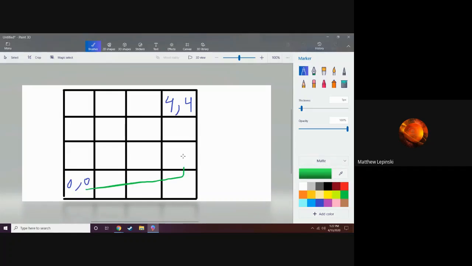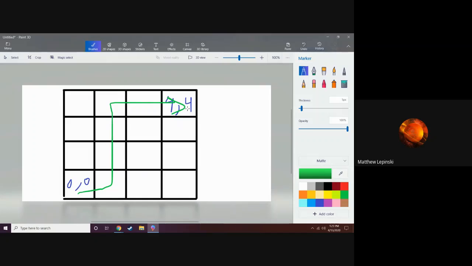So I could go, this is one option. I could go over and then up. I could go up and then over. I could go like this. I could go like that. I could go like this. So I want to go from 0, 0 to 4, 4 using one of these paths. And there's a bunch of different paths.